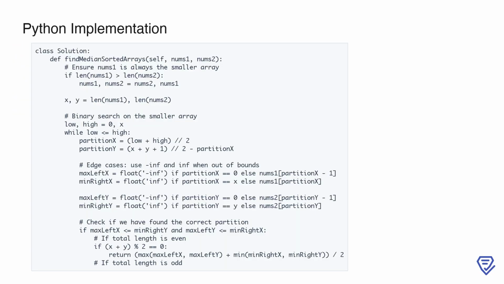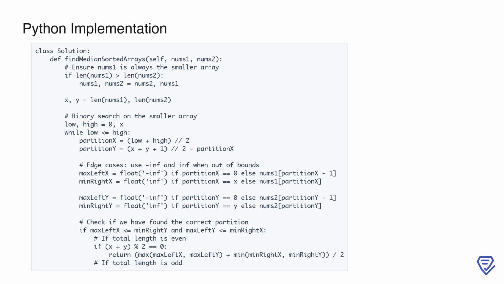Here, we begin by defining a class called Solution that contains a function named findMedianSortedArrays. This function takes two input lists, nums1 and nums2, which represent the two sorted arrays. The first step is to ensure that nums1 is always the smaller of the two arrays. This is important because we will be performing a binary search on the smaller array to optimize the process. If nums1 is larger, we simply swap the two arrays.